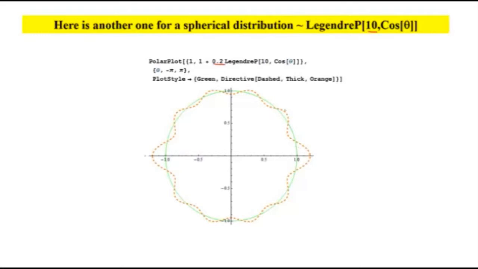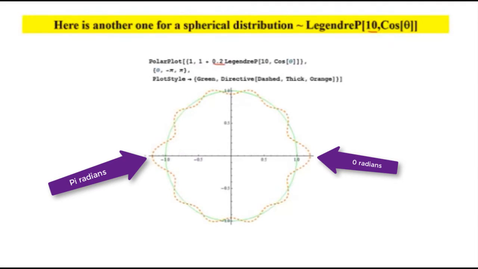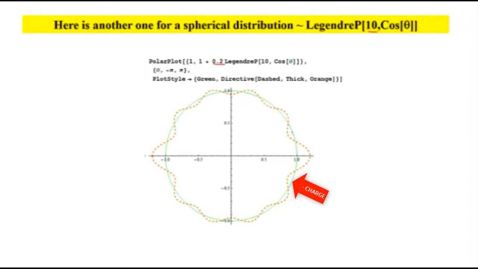It oscillates back and forth, and you'll notice, for example, that if you go from 0 to pi, you have symmetry in the deviation from the circle. Here you have negative charge, here you have positive charge. And so that's the 10th order version of the same problem.